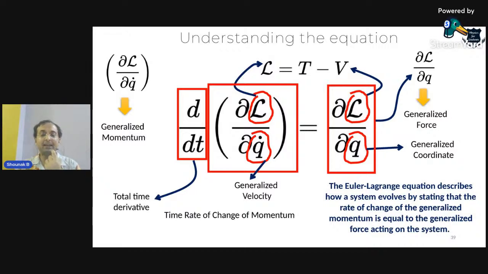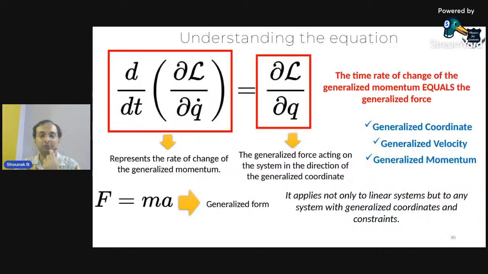So what we can tell from here, you can read the bottom part, is how a system evolves by stating that the rate of change of generalized momentum is equal to the generalized force acting upon it. So you can basically say that the equation tells that the rate of change of momentum is equal to force. In a very simple manner, I mean to say, but it carries a lot of partial derivatives, etc.